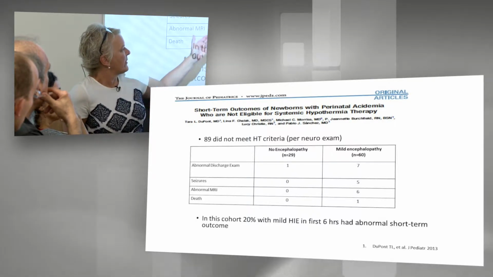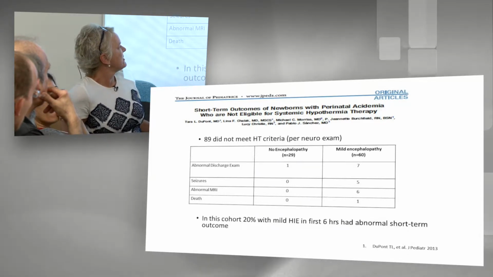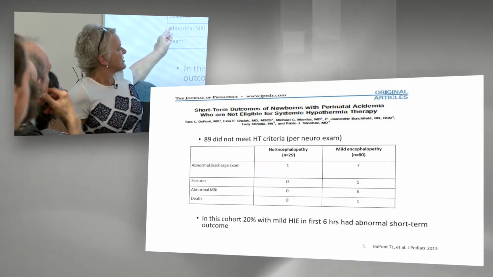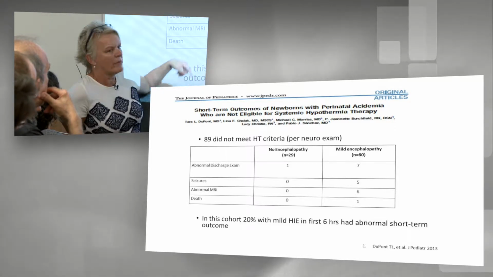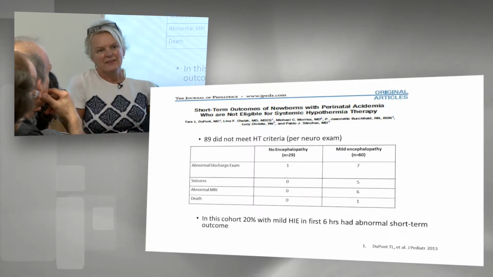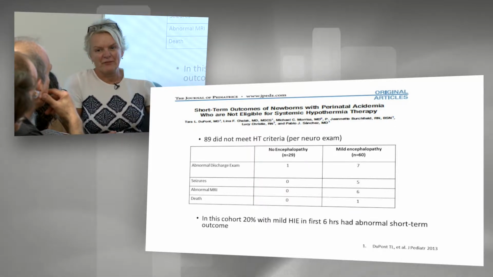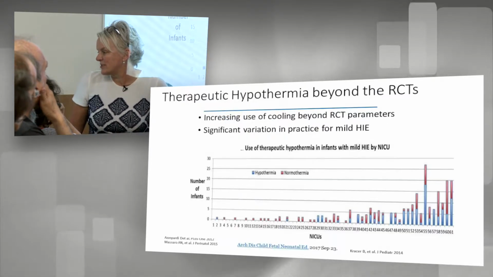So when they followed those babies up just to discharge, not even into early childhood, 7 of those 60 with mild had an abnormal exam at discharge, 5 had seizures, 6 qualified to get an MRI and they were all abnormal, and 1 of those infants died. So they were too mild to be offered the treatment, and yet 20% of them had pretty significantly abnormal outcomes even by the time of discharge.